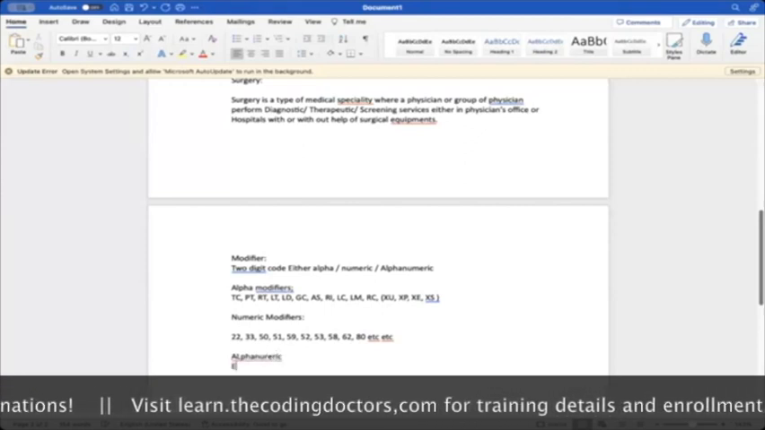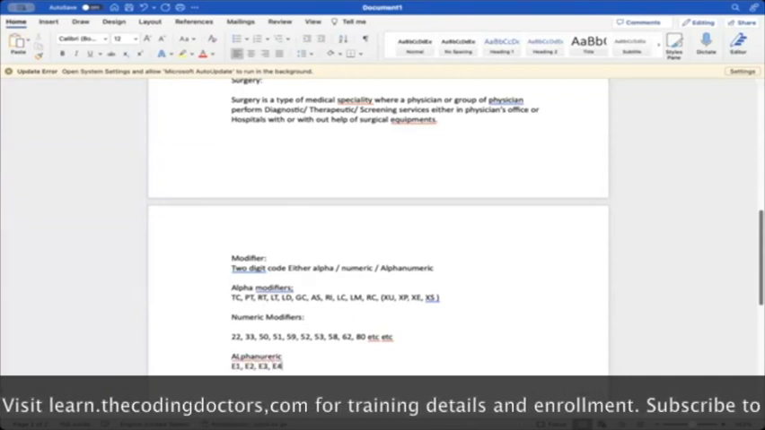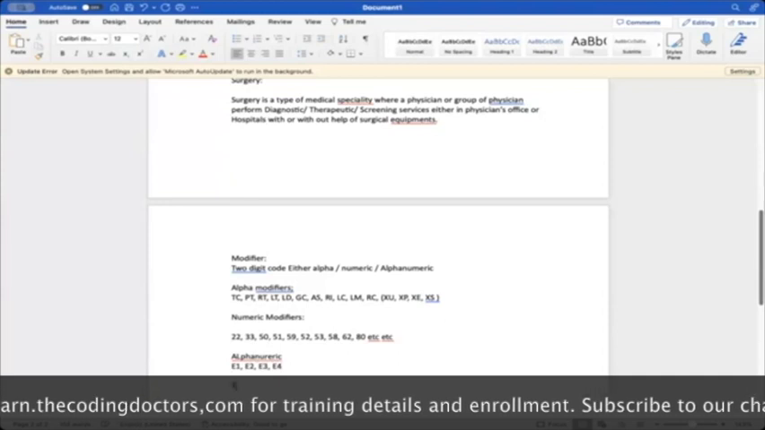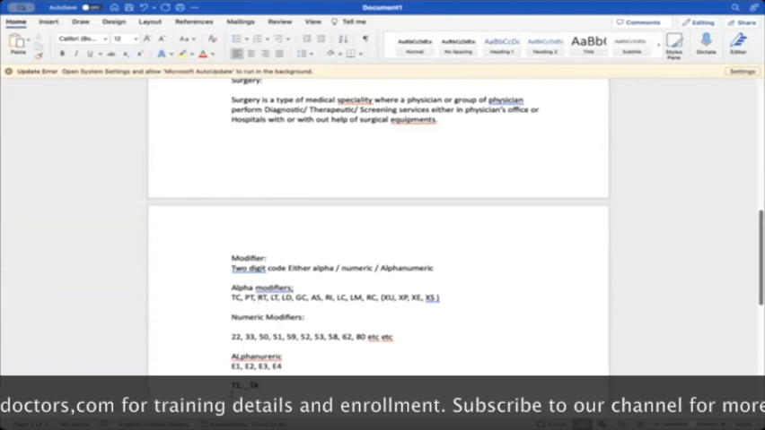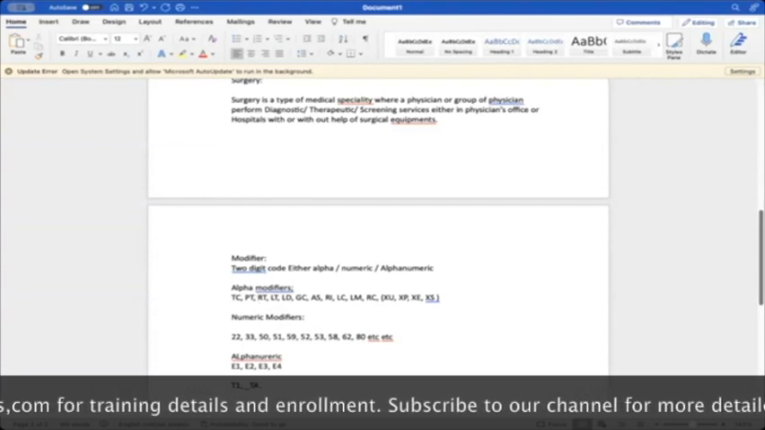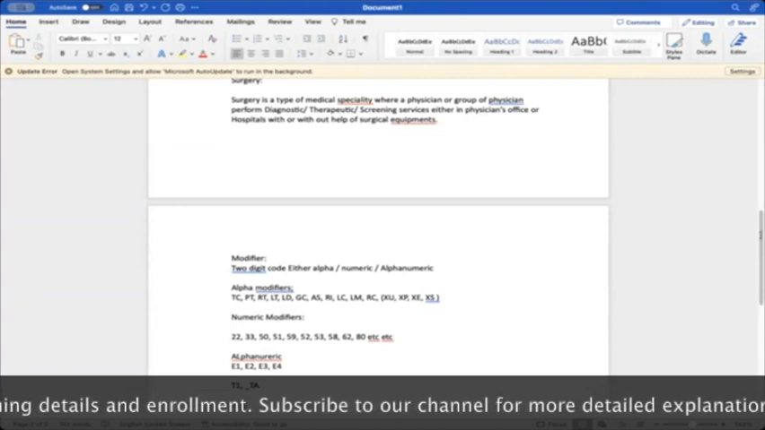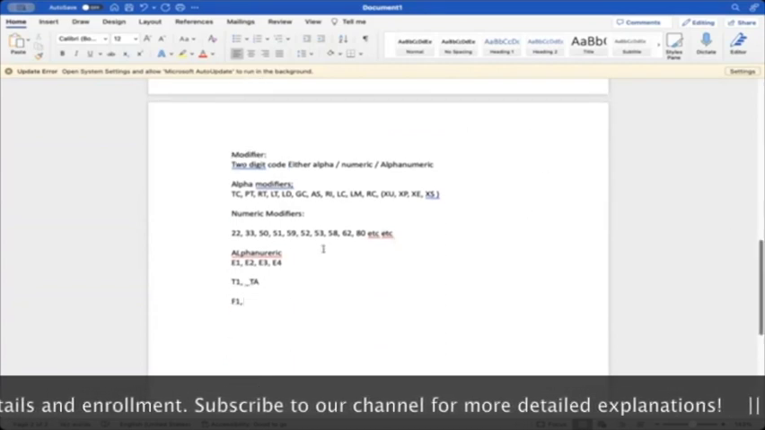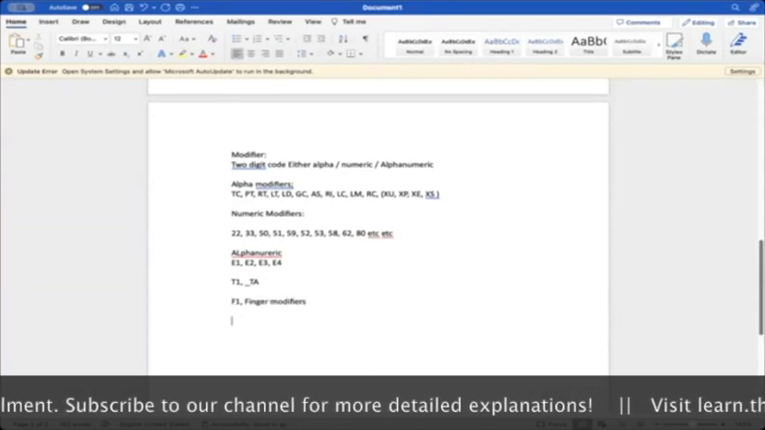Then alphanumeric. Eyelid modifiers E1, E2, E3, E4. Then toe modifiers, T1 to TA: T1, T2, T3, T4, TA. Same with finger modifiers: F1, F2, F3, F4, FA. So these are the finger modifiers. Any other? Okay, these are the modifiers.